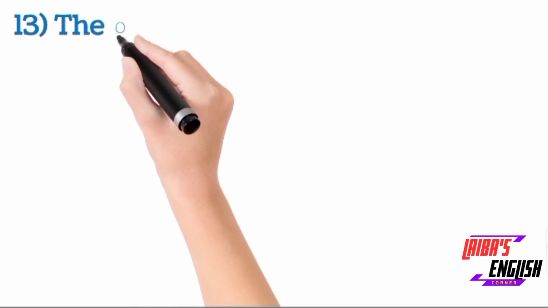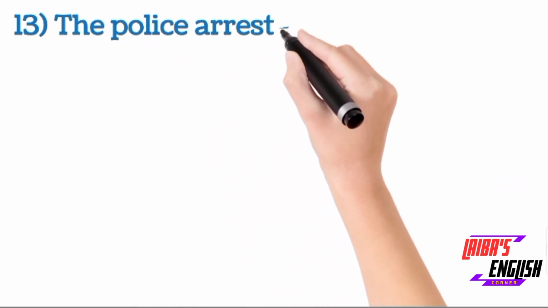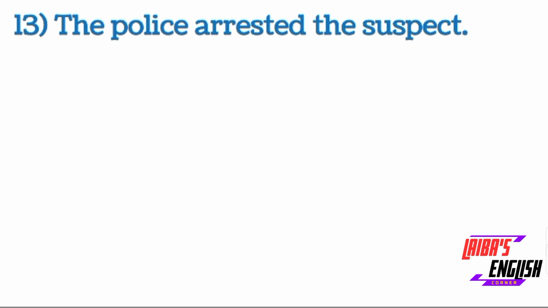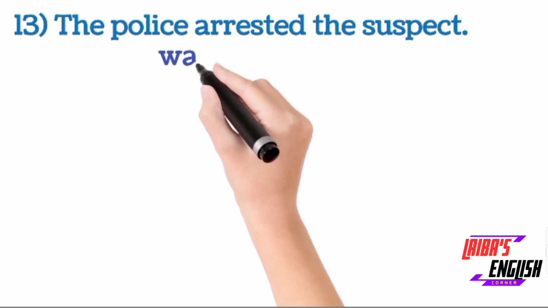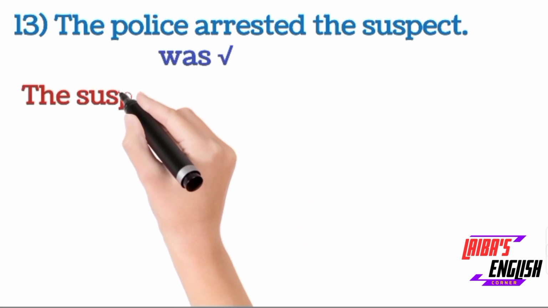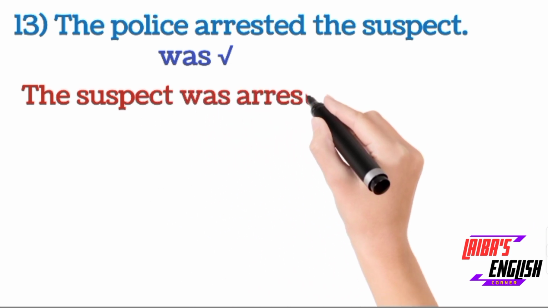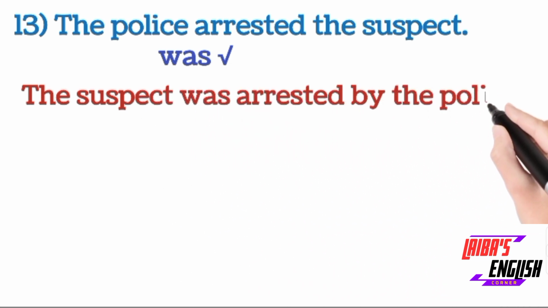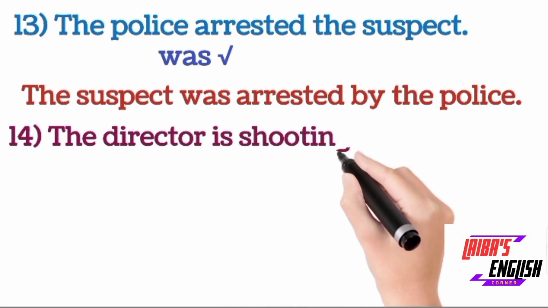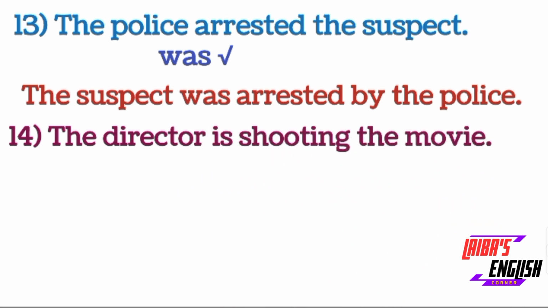13th example is the police arrested the suspect. Here the suspect is an object. We will use it in the place of subject, and ed is used, so it is a past tense. We will use was as a helping verb. So the suspect was arrested by the police. It is very easy. If you remember the rules, changing a sentence from active to passive or passive to active is very easy.